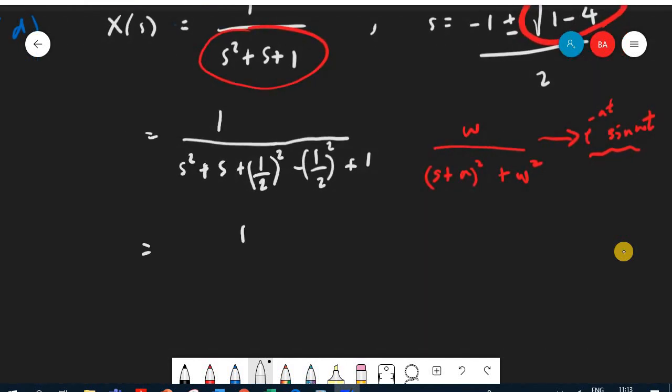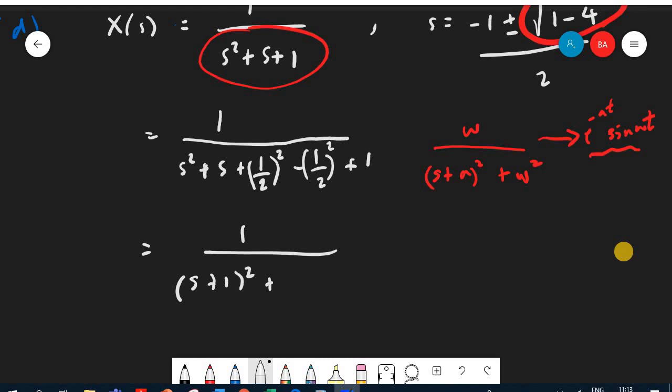So what do I have here? If I continue, I will have something like s plus 1 over 2, the whole thing squared. And what else do I have? I just have the term which tells me plus 1 minus half squared, and I just need to calculate this. So what is plus 1 minus half squared?